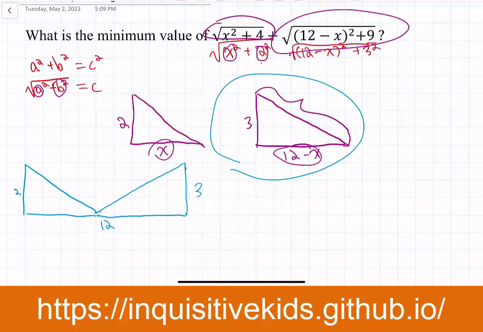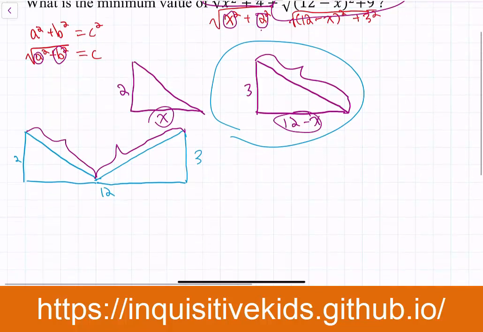And remember, here's our question. What is the minimum value of this radical plus this radical? Remember, each radical represents this leg and this hypotenuse. So what are these two values added together? Now, since we only have constant values, it's going to be easier.